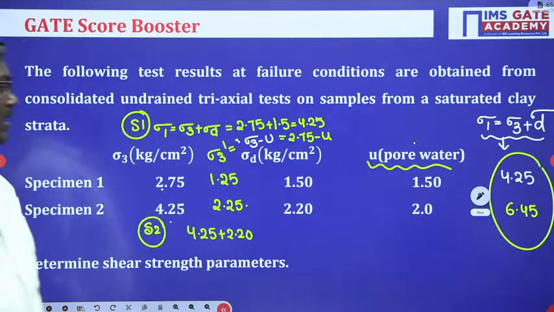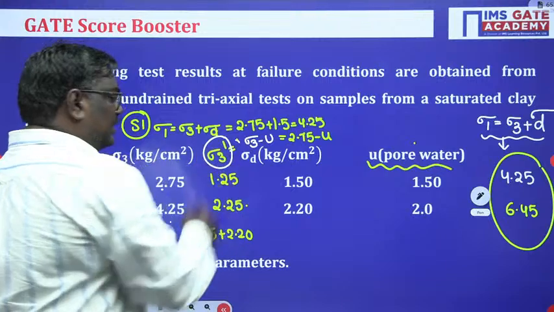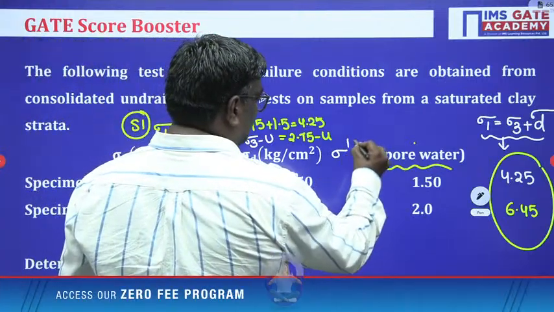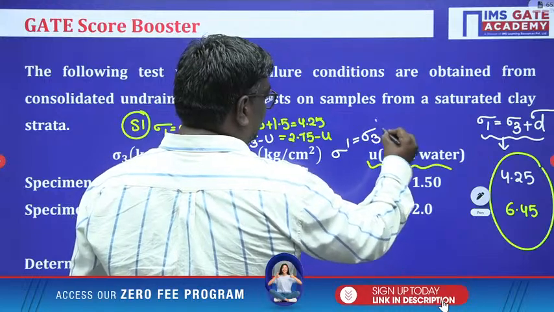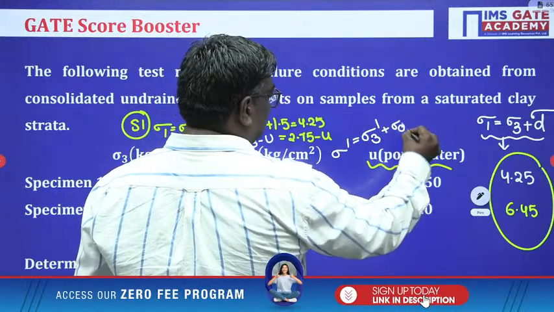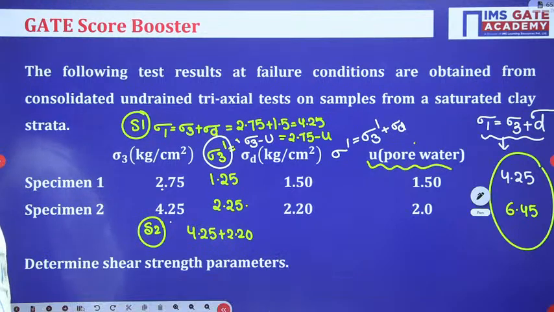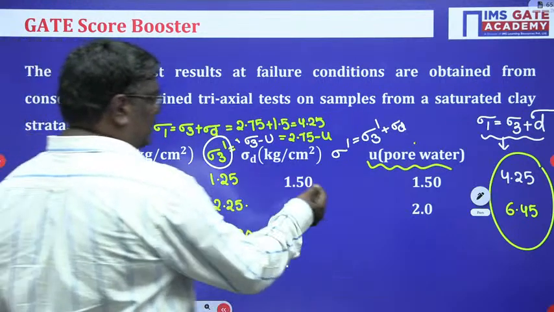Similarly, we know now sigma 3 dash. What is sigma 1 dash? Sigma 1 dash is equal to sigma 3 dash plus sigma d. So here you can say it is 1.2.